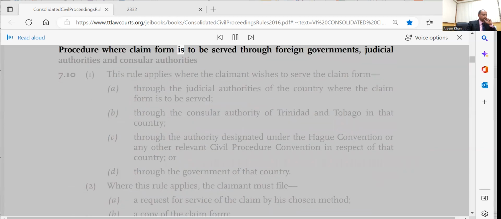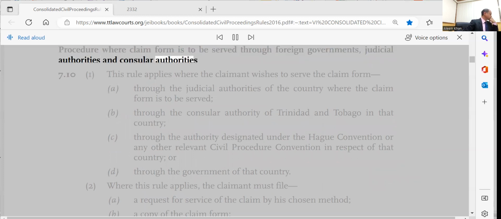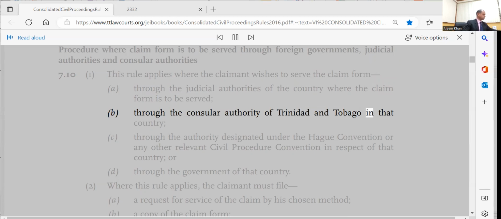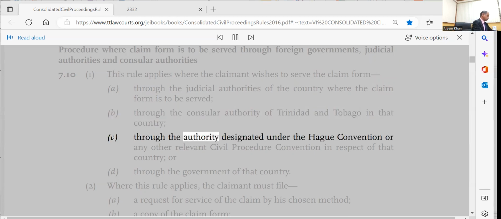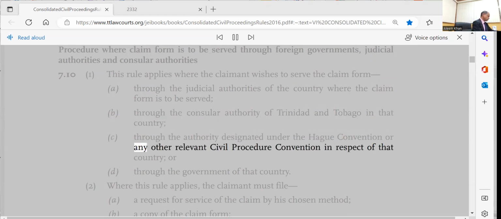Procedure where claim form is to be served through foreign governments, judicial authorities, and consular authorities. 7.10, 1. This rule applies where the claimant wishes to serve the claim form a. through the judicial authorities of the country where the claim form is to be served, b. through the consular authority of Trinidad and Tobago in that country, c. through the authority designated under the Hague Convention or any other relevant civil procedure convention in respect of that country, or d. through the government of that country.